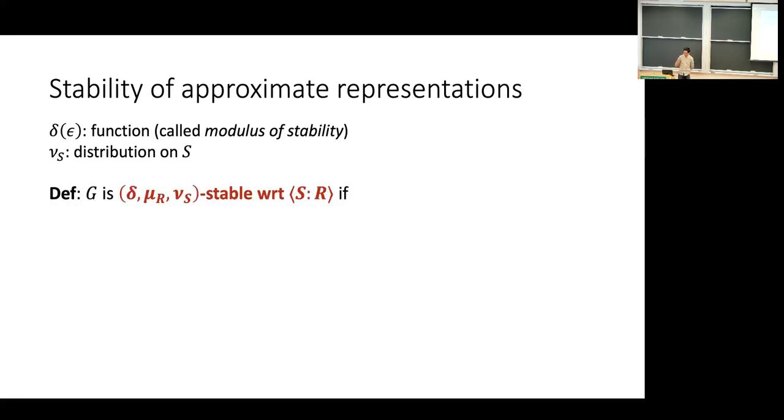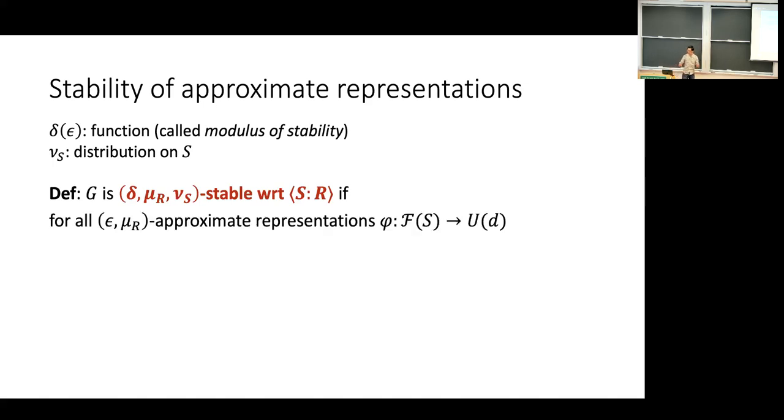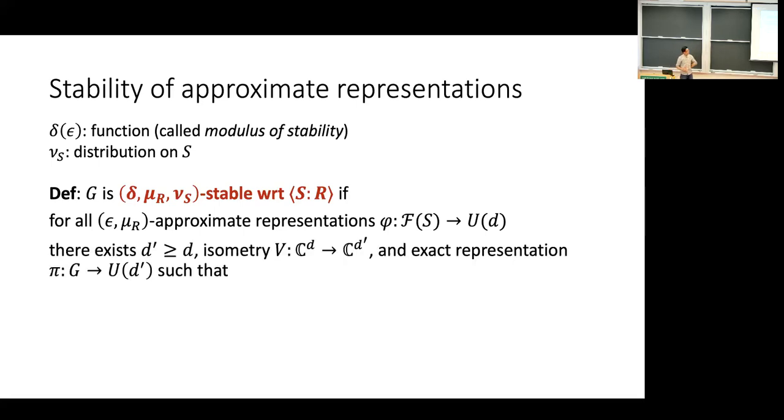So we say that a group is delta-mu-nu stable with respect to this presentation if whenever you come up with this approximate representation in the way that I just defined, there exists maybe some bigger dimension d', some isometry mapping into this bigger dimension, and some exact representation pi of this group into U(d'), where this exact representation is close to your approximate representation on the generators on average. Okay. And how close, it's governed by this modulus of stability.